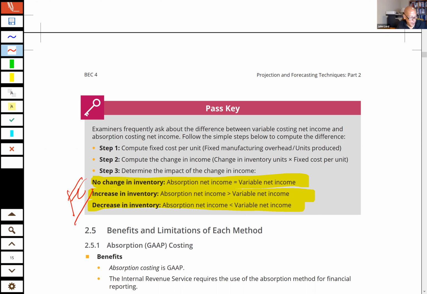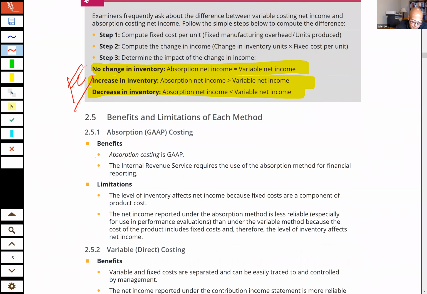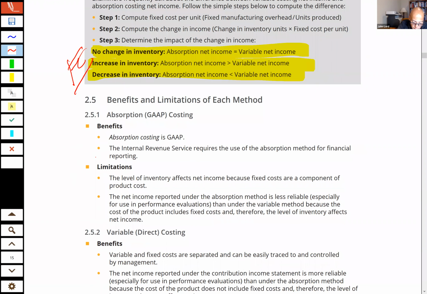That way that works. And then let's take a look. Again, I'm going to ask you to flashcard the pros and cons, the benefits of absorption costing. It's GAAP, and the IRS requires it. So that's a benefit, flashcard that. Limitations.